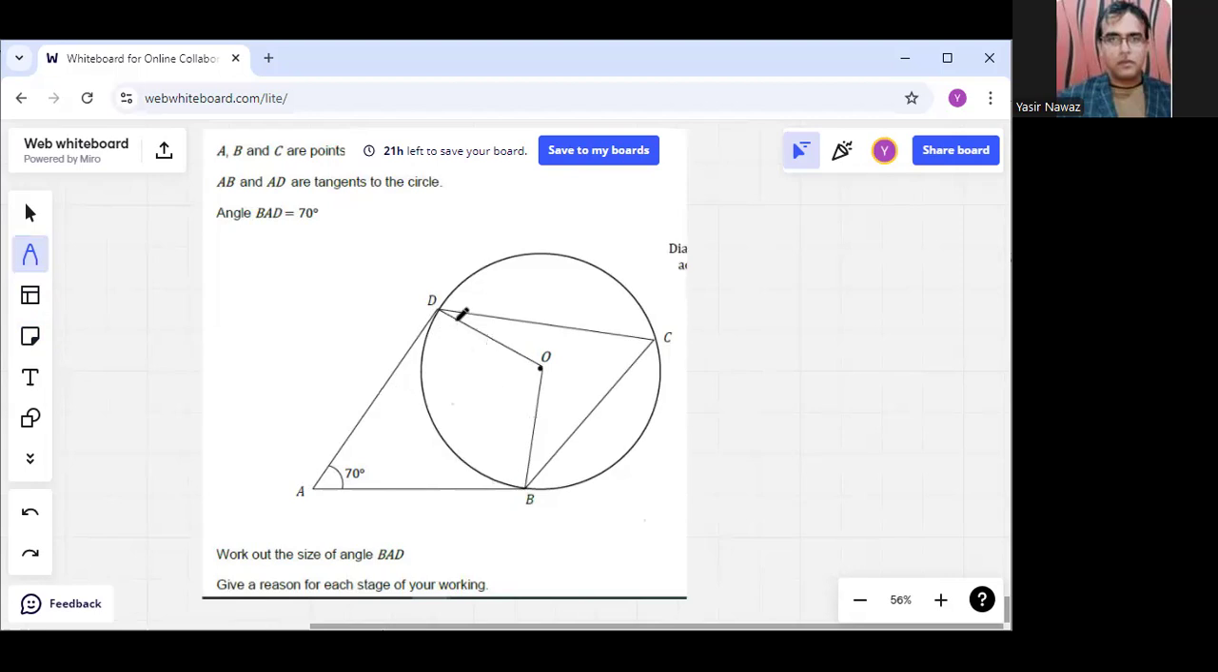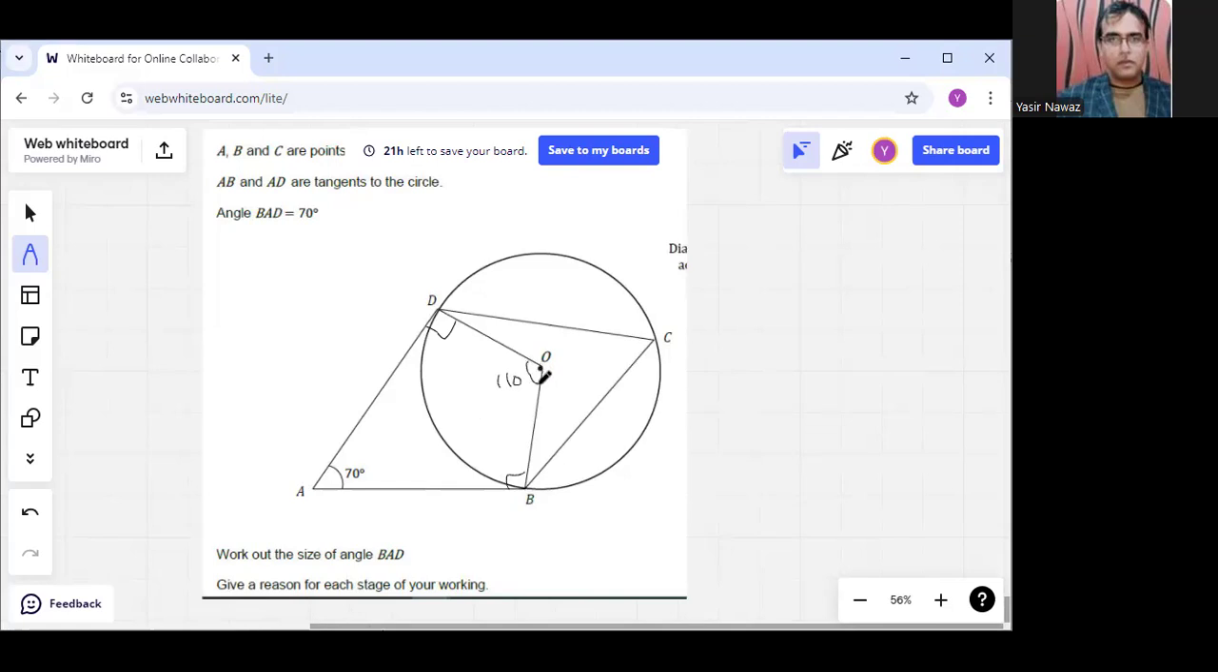the radius and the tangent make a 90-degree angle according to the theorem. So these two are 90-degree angles. This is 70 degrees. The fourth angle, because it's a quadrilateral and the sum of interior angles is 360: two are 90, so 90 plus 90 is 180, 180 plus 70 is 250. So that angle would be 110.